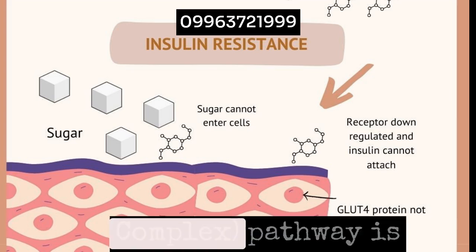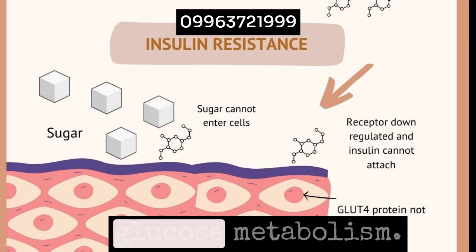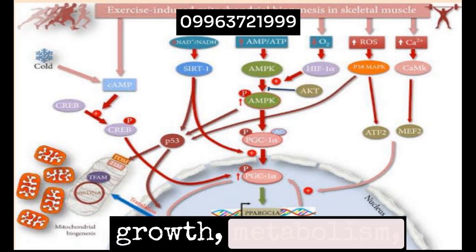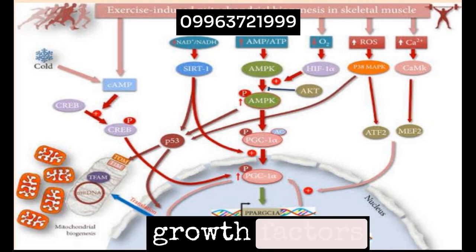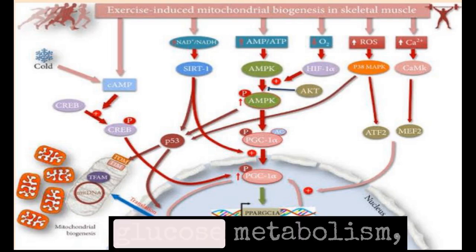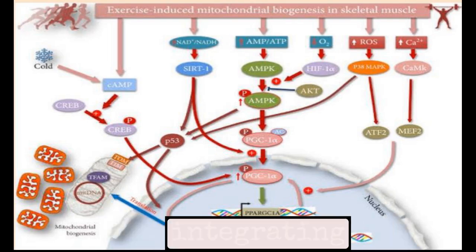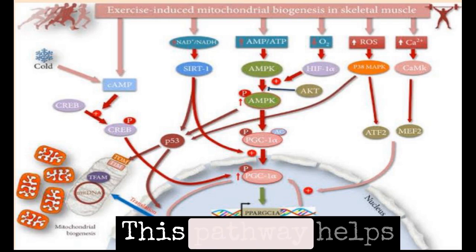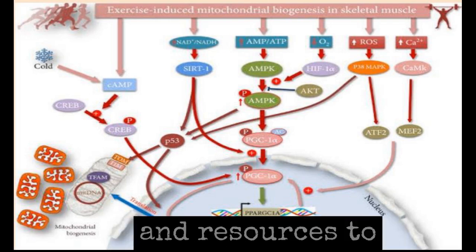The mTOR pathway is another important signaling pathway that plays a role in insulin and glucose metabolism. It's involved in regulating cell growth, metabolism, and protein synthesis in response to nutrient availability and growth factors like insulin. In the context of glucose metabolism, mTOR can influence how cells respond to insulin by integrating signals related to nutrient levels and energy status. This pathway helps coordinate cellular processes to ensure that cells have enough energy and resources to function properly.